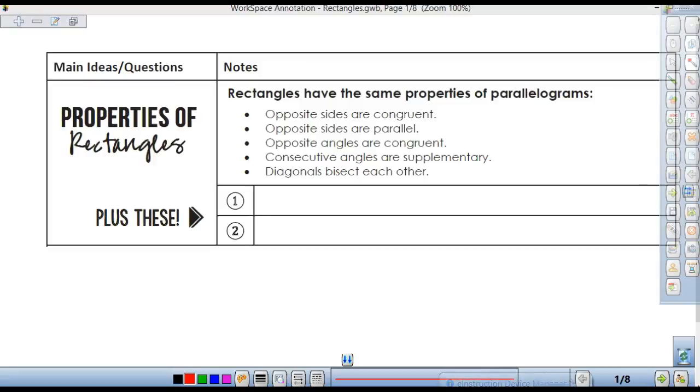Okay, what are my 5 properties to make a quadrilateral a parallelogram? Give me one. Opposite sides are congruent. There's one. Opposite sides are parallel. There's 2. Opposite angles are congruent.